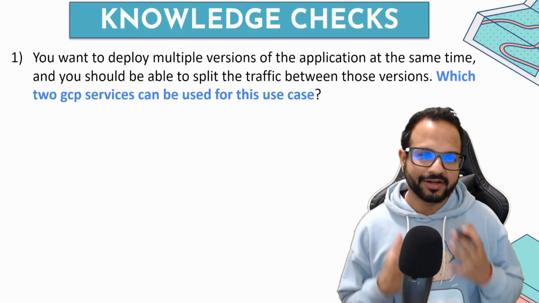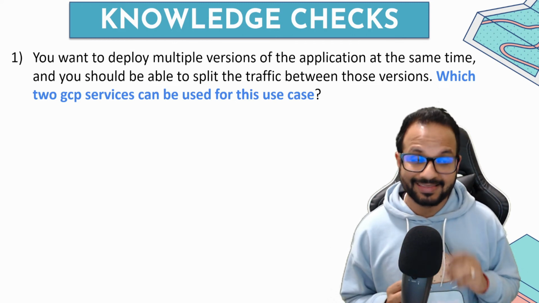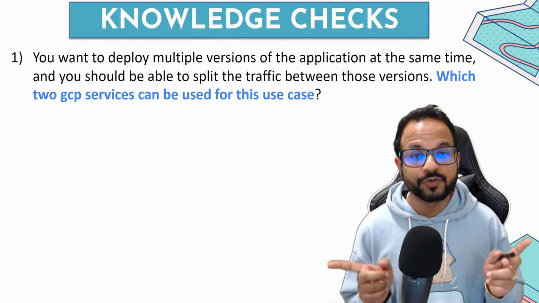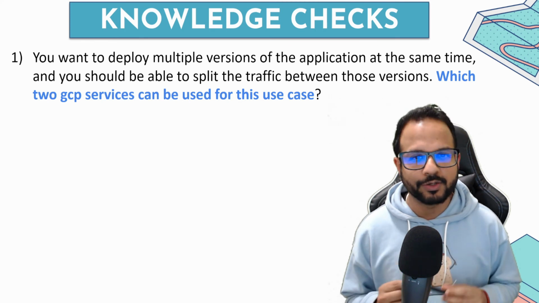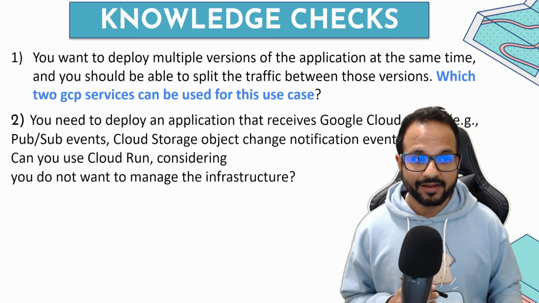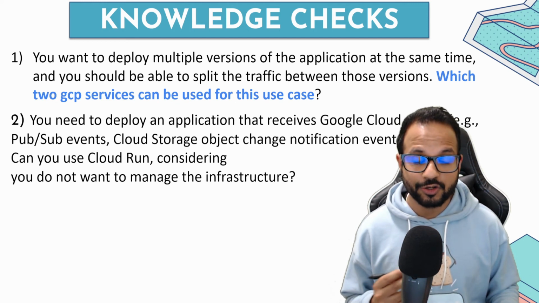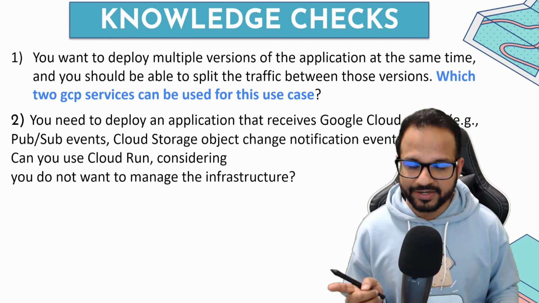Let's suppose you have a requirement where you want to deploy multiple versions of the application at the same time, and you should be able to split the traffic between those two versions. Which two GCP services can be used for this particular use case? You need to deploy an application that receives Google Cloud events, for example, a Pub/Sub event or a Cloud Storage object change notification event. Can you use Cloud Run considering you do not want to manage the infrastructure?